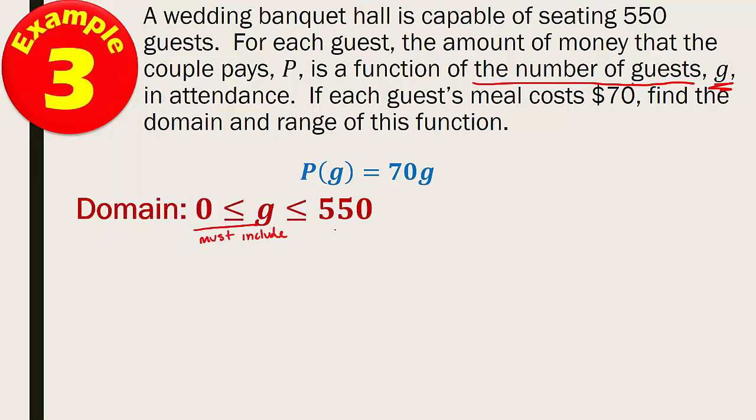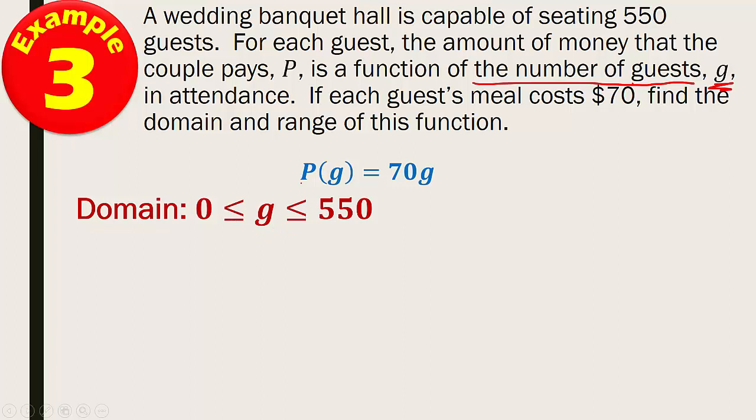Okay, and then this over here, this 550, where did I get this? Well, we have a cap on the number of guests we can seat. We can only seat 550 guests, no more. So G has to be less than or equal to 550. So your final answer for the domain is G is greater than or equal to 0, but less than or equal to 550.